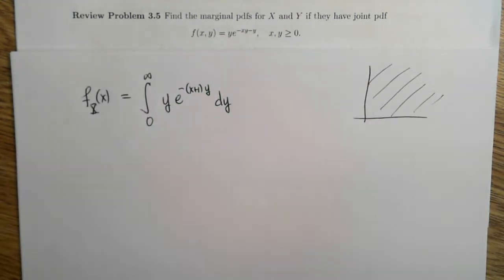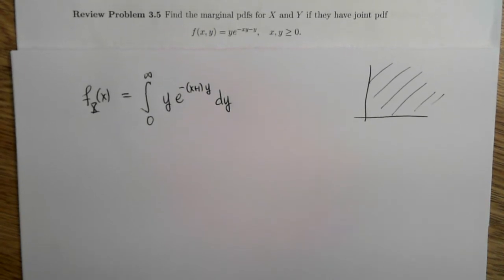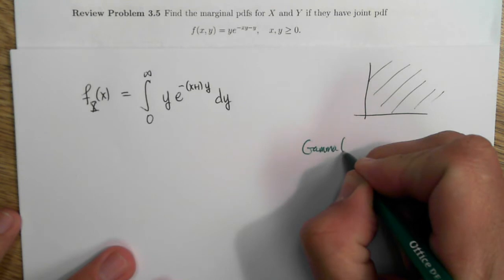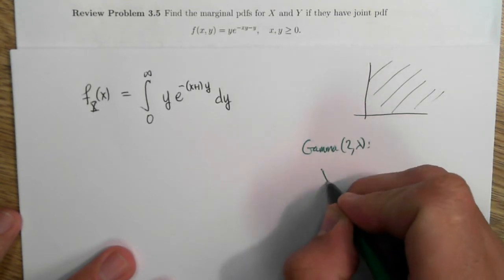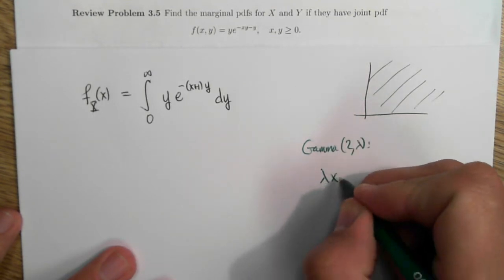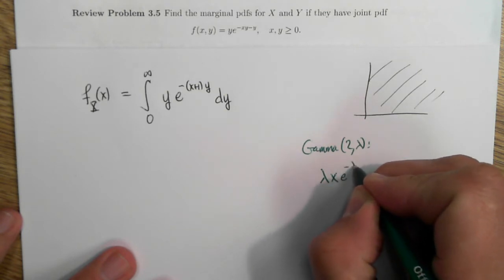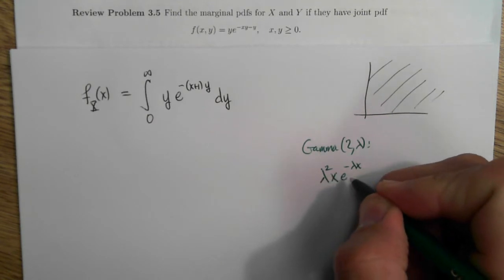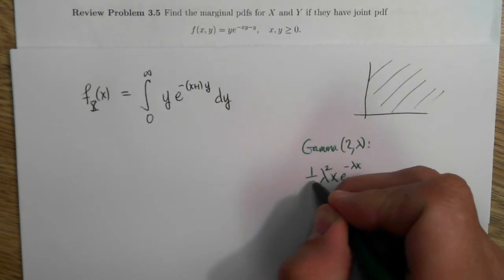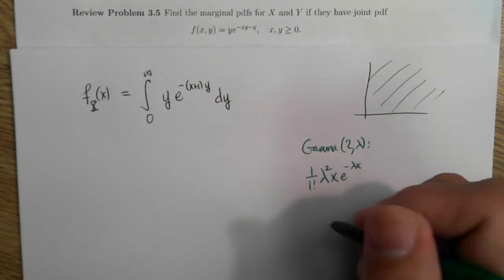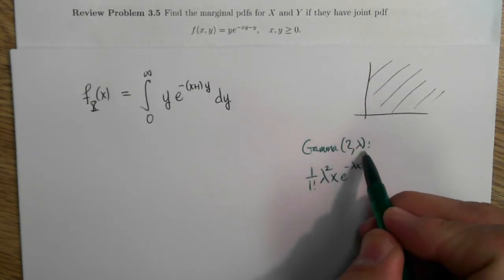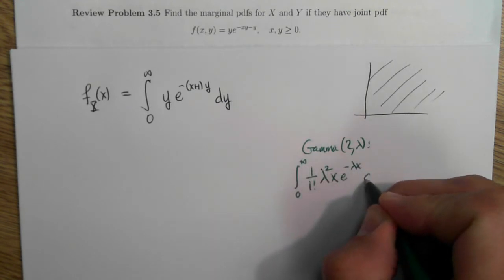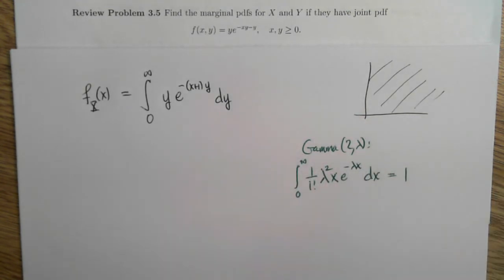If we recall, the density for a gamma distribution with parameters 2 and lambda looks like this: lambda squared x e to the minus lambda x, with 1 over 1 factorial out here. That's the density for a gamma 2 lambda distribution. If I take the integral from 0 to infinity dx, that's equal to 1.